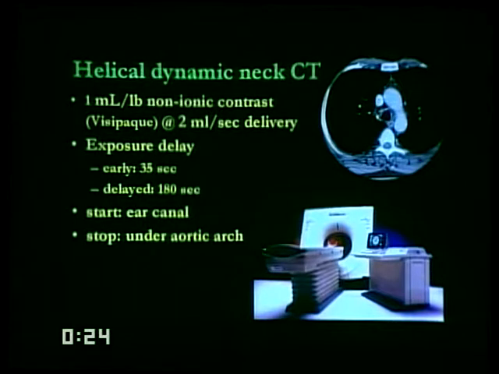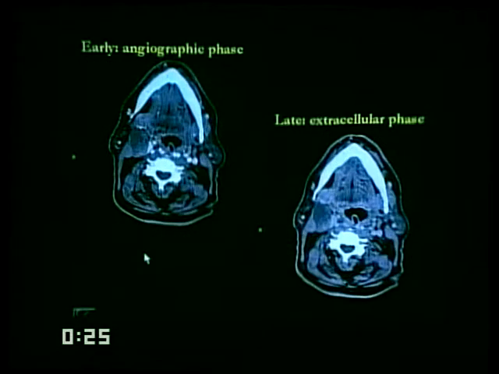So what we do to circumvent all of this, anyone who's not a child is going to get early and delayed phase imaging. You spin the adult from the top to the bottom, and then you spin back after an adequate delay to permit for equilibration. Where do you start? You start at the level of the ear canal, because you want to include the parotid gland. You want to include all the branchial arches, which embryologically will later develop into structures in the neck. Where do you stop? You stop under the aortic arch.